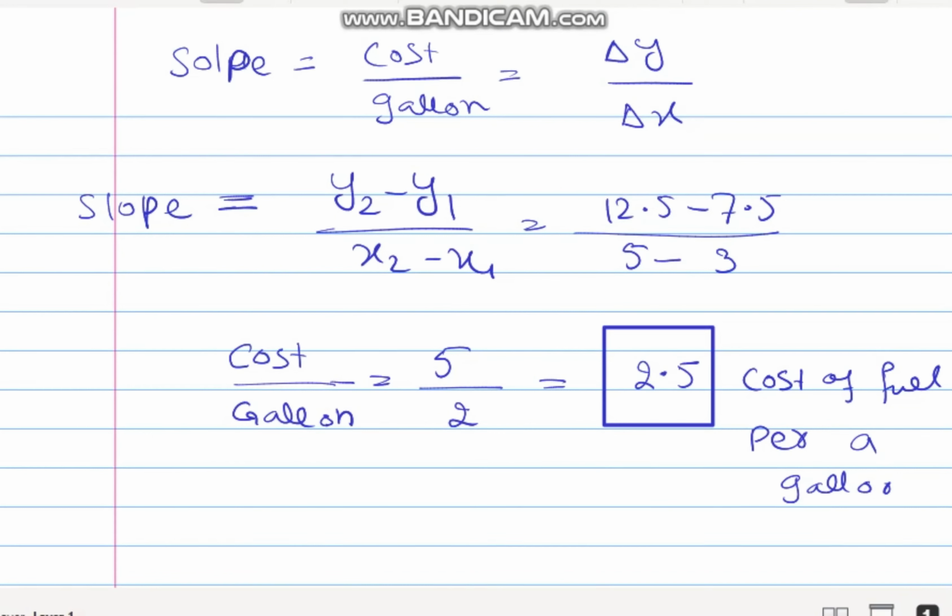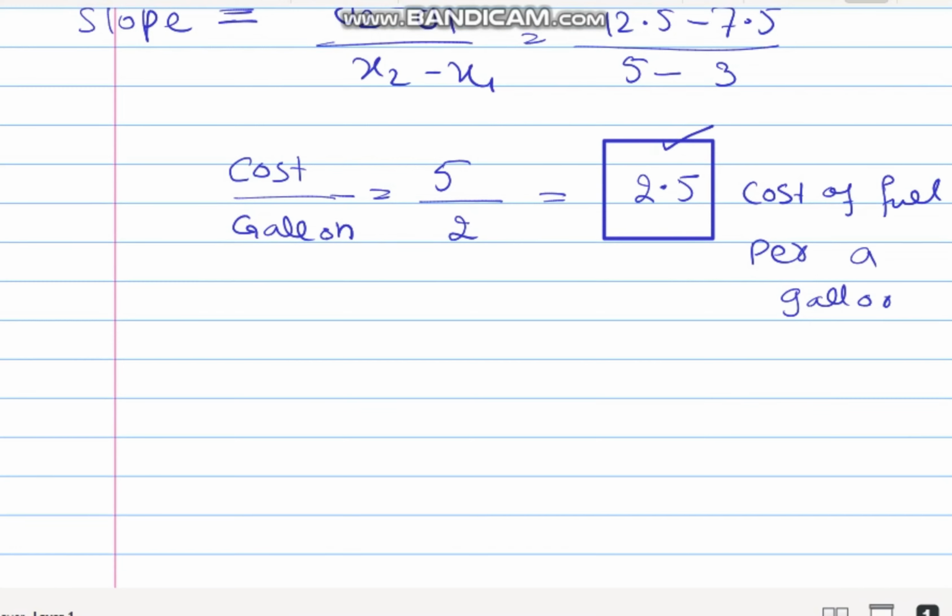Okay, now, dear student, if you divide 5 by 2, we will get 2.5, and this was the answer. This is called the cost of the fuel per gallon. So, this was the question, and we solved this question of fuel per gallon. So this is your answer.